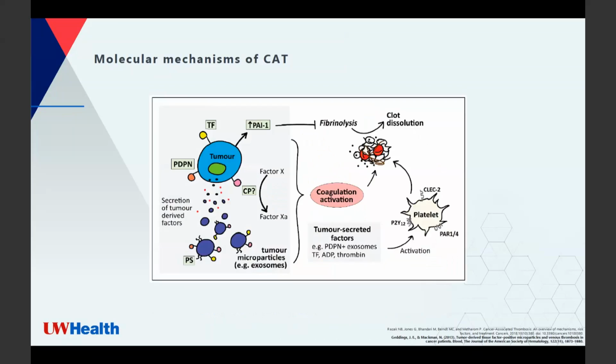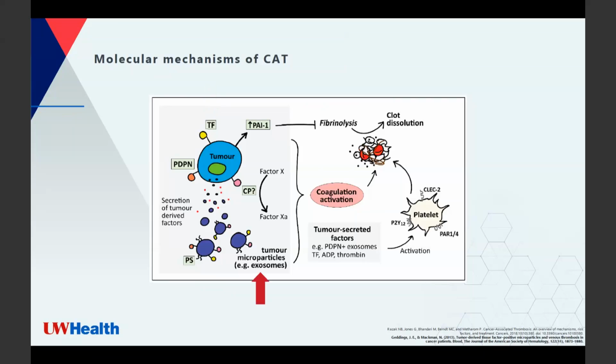So in addition to cancer and treatment-associated factors, there are a number of other molecular mechanisms that predispose cancer patients to thrombosis by directly activating coagulation and platelets. Tissue factor, or TF, is a transmembrane receptor that initiates the extrinsic coagulation cascade pathway and causes thrombin generation and platelet activation. Many cancer types express tissue factor, and this may contribute to increased risk of thrombosis.